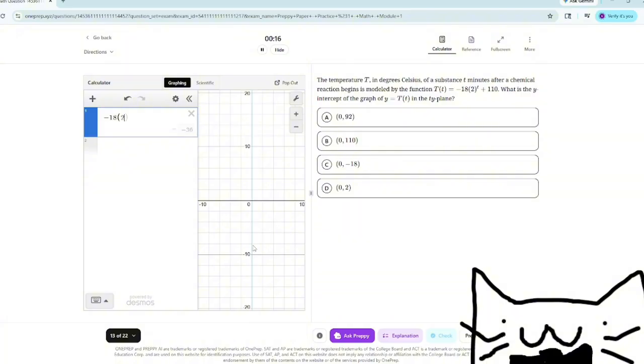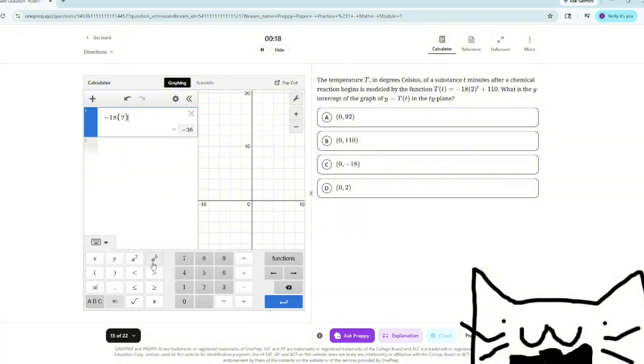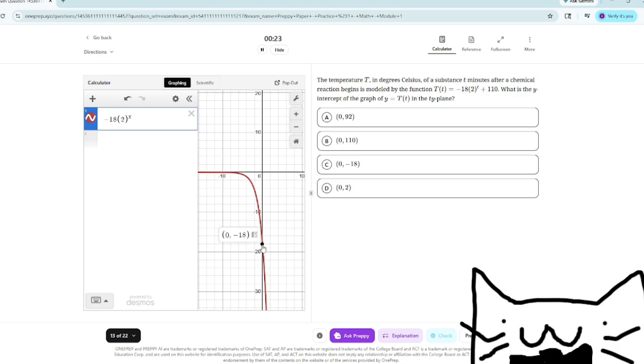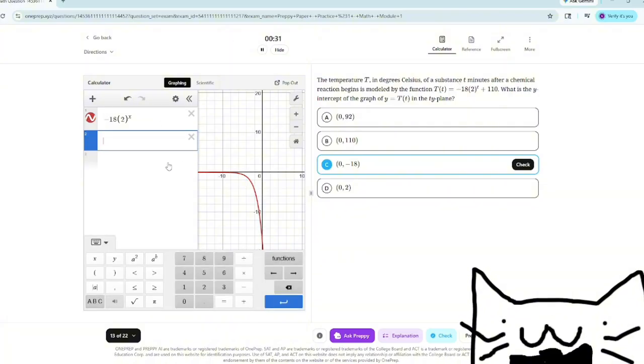-18, 2. Am I done? X. All right, the y-intercept. This one, all I did is I plugged it in. I replaced t with x because, as I said earlier, it's just f of x. This whole thing is just f of x equals -18 times 2 to the power of x plus 100.